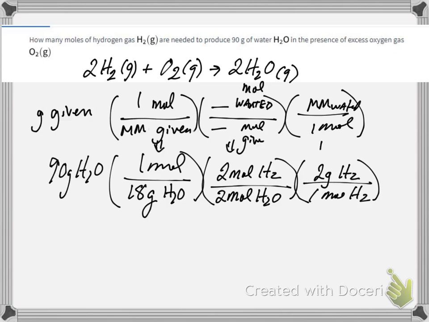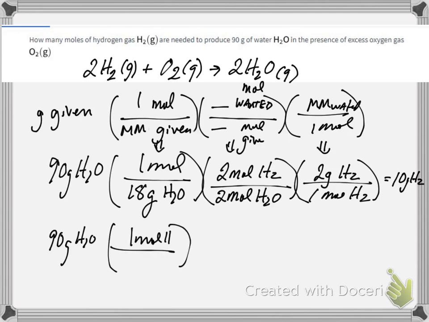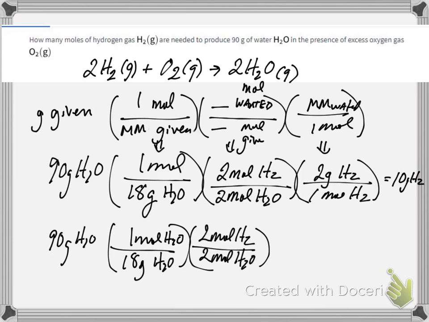Okay, so now we do that, and we get 10 grams of hydrogen. Now I keep calculating the mass, but the problem just wanted you to find moles, so we really could have stopped at the second parenthesis. So we just start again. 1 over the molar mass, and then we just stop here. 2 moles of H2 for every 2 moles of water. If we do that, we get 5 moles of hydrogen.